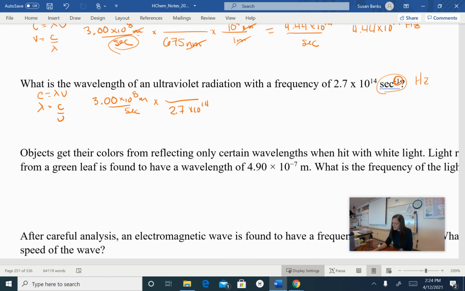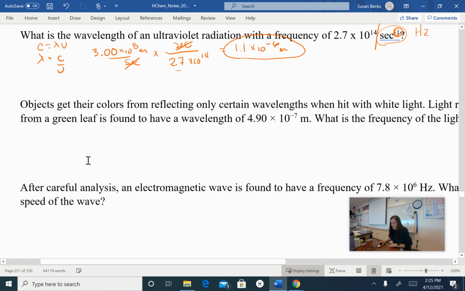Now, remember that -1? It actually means this is per second. So if I flip it, the seconds go on top. So the seconds will cancel out and I'm left with meters, which is what I want, right? So 3 times 10 to the 8th divided by 2.7 times 10 to the 14th. And I've got just 2 sig figs here. So this will give me 1.1 times 10 to the -6th meters. Okay, doing okay with that?